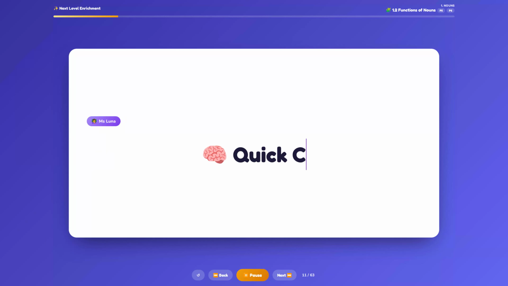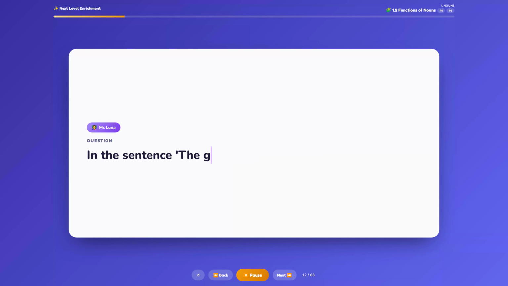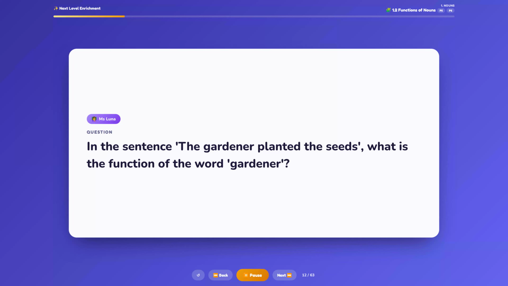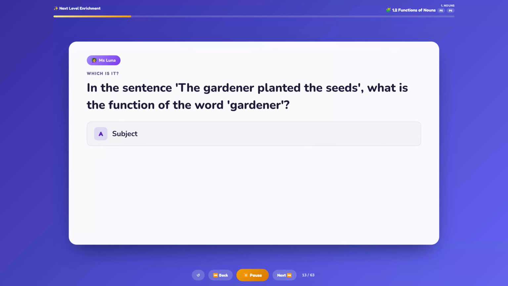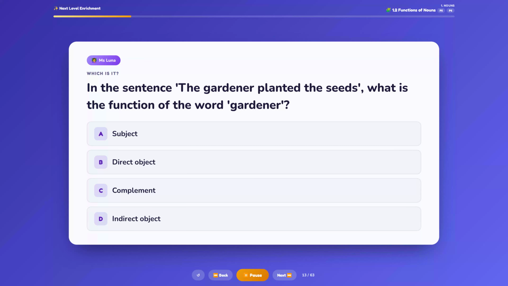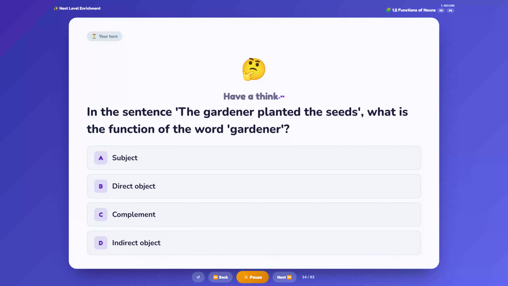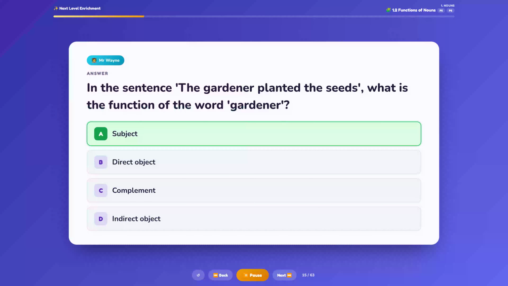Quick check 1. In the sentence, the gardener planted the seeds. What is the function of the word gardener? Is it A, subject, B, direct object, C, complement, D, indirect object? The answer is subject. Gardener does the action of planting, so it is the subject of the verb.